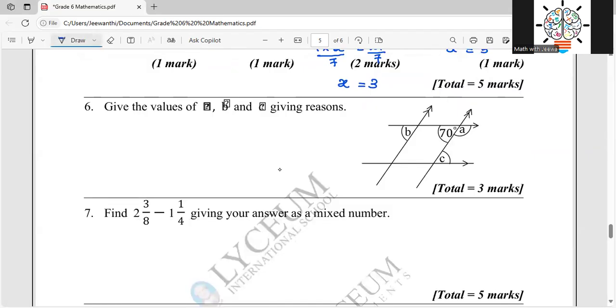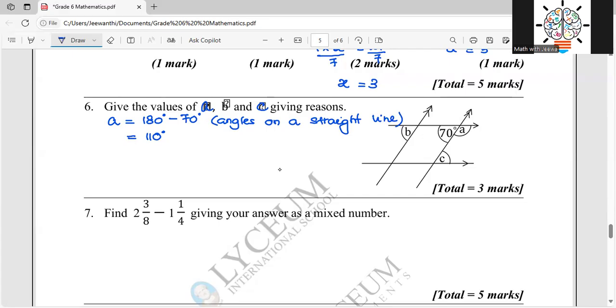That again, there is a printing mistake, I think. So it should be A, B, and C. A, we can easily get, how can we get the A value, children? A is equal to 180 minus 70. So the answer is 110. What is the reason for how I got this relationship? Based on this rule, angles on a straight line add up to 180. Based on that, I wrote the equation A is equal to 180 minus 70.